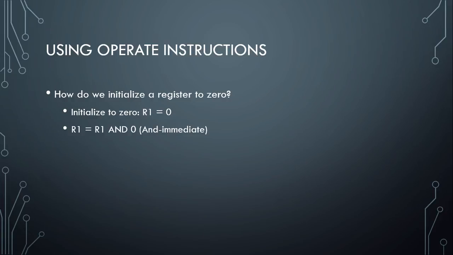And similarly, if I want to initialize a register to 0, so pretty much I want to clear out any value that's in it, so for example, I have R1, I want to make it 0. All I do is say R1 AND 0. Again, when you put a 0 there, that makes it immediate, and it's going to clear out all your values there and make them into 0.